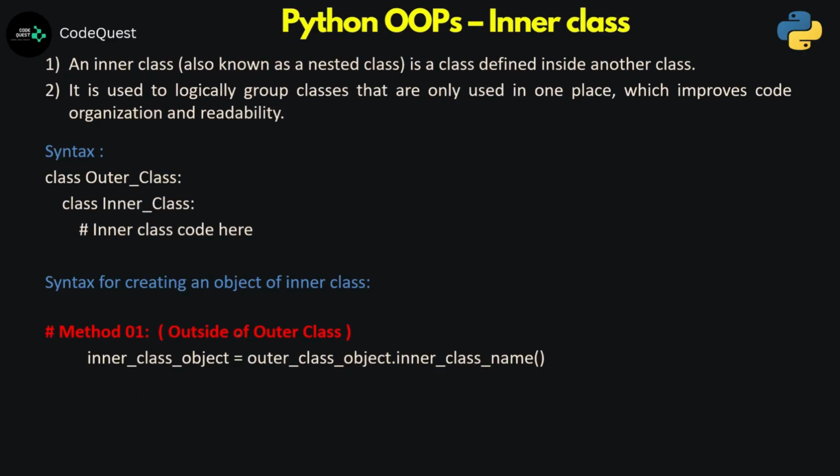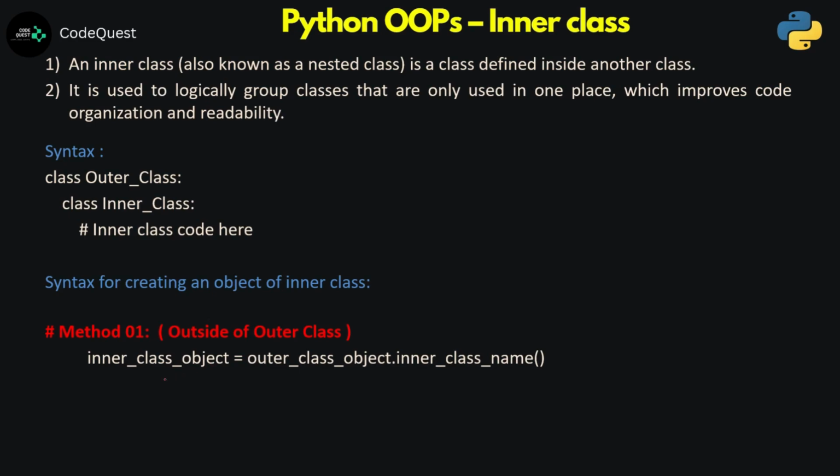First one: suppose you have defined the outer class as well as the inner class. Now you have come out of the outer class, and there I want to define the inner class object. So I can do it simply like inner class object equal to, I will start with the outer class object. Means before I start creating the object of the inner class, I must create an object of the outer class. Using that object, I can write outer class object dot inner class name.